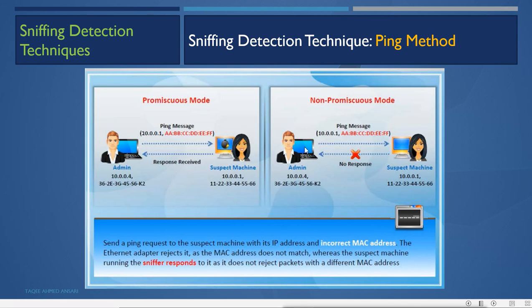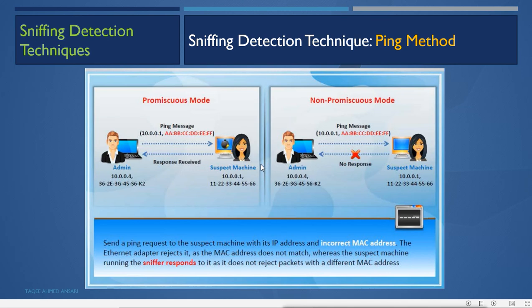But if it is not running in promiscuous mode, then it will not accept the packet. The packet will be discarded at the data link layer. Because the data link layer will only accept the packet when the MAC address belongs to that machine. Otherwise it will not accept that packet. But when you run your machine in promiscuous mode, then it will accept all those packets, whether they belong to your machine or not. So we can detect sniffing by using this ping method.